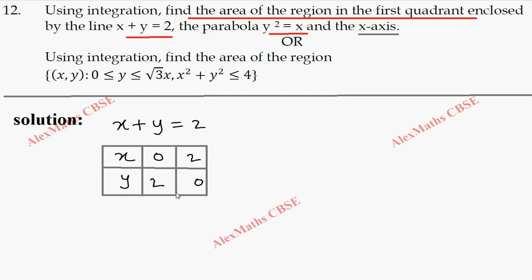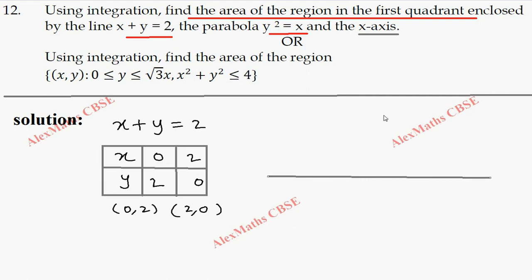The two points are x comma y, that is 0 comma 2 is one point and 2 comma 0 is the other point. Then we have the parabola y square equal to x. This parabola opens to the right side. So now we go for the diagram.